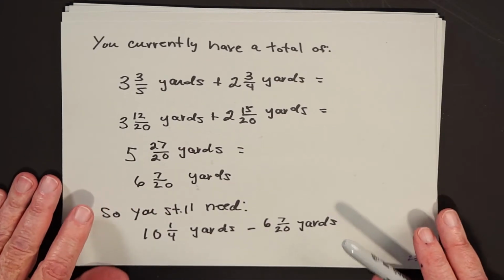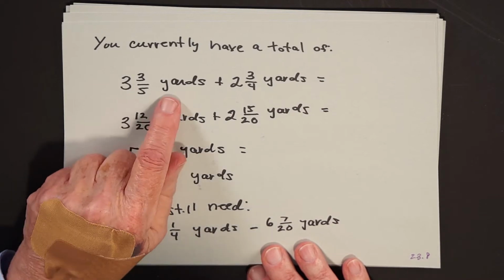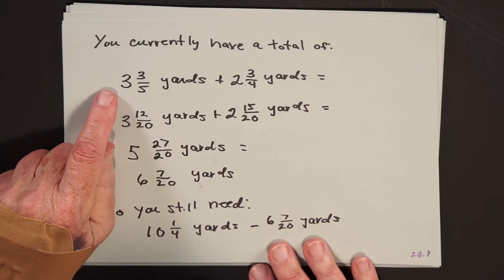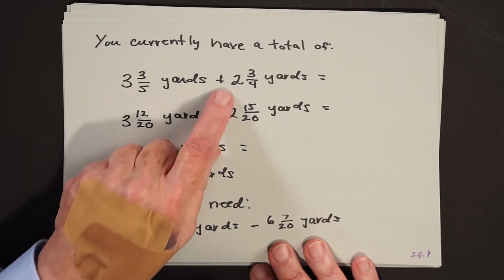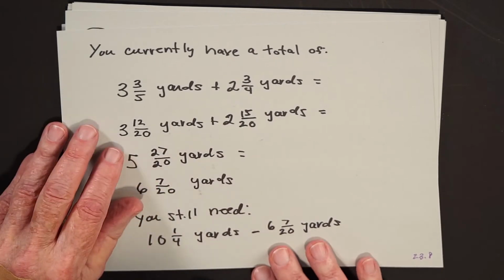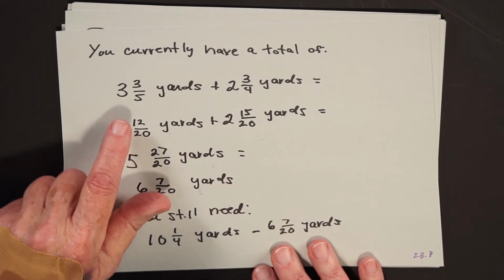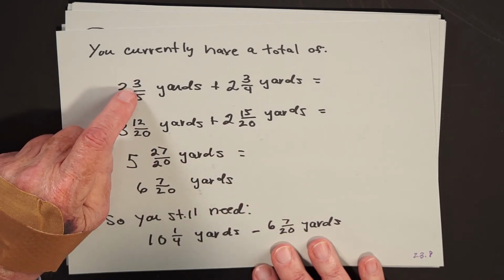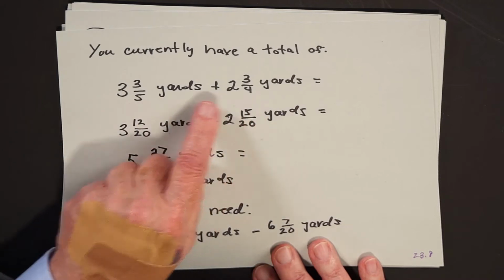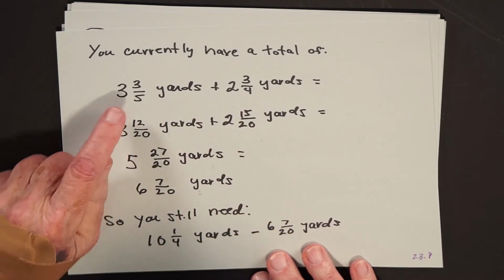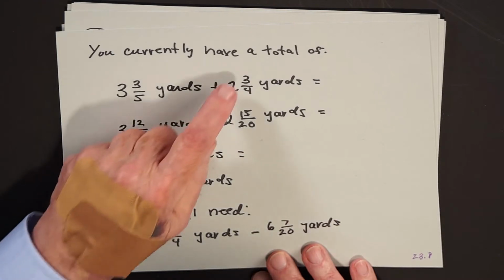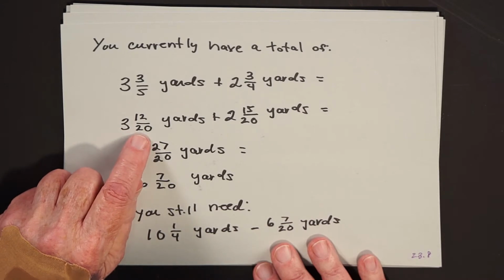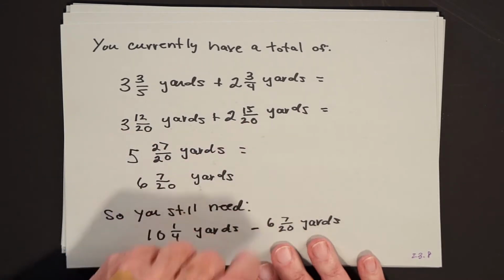So let's take a look how that problem goes. You currently have 3 3/5 yards. Your friend gives you 2 3/4. So altogether you have 3 3/5 plus 2 3/4 yards. To add these, you're going to need a common denominator. You want a common denominator of 20, for the 4 and the 5. So you rewrite the 3/5 as 12/20, and the 3/4 as 15/20. And so the problem is 3 12/20 yards plus 2 15/20 yards.